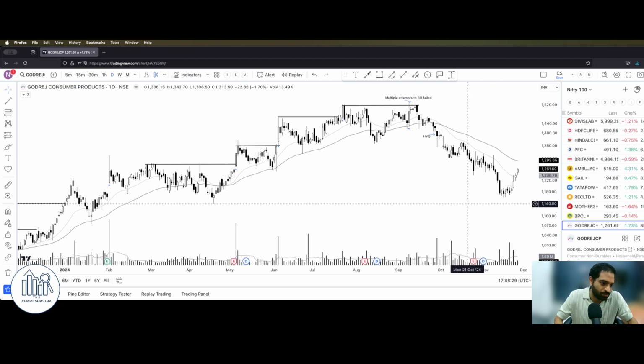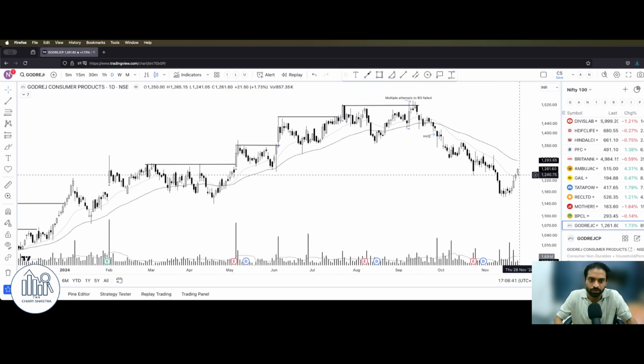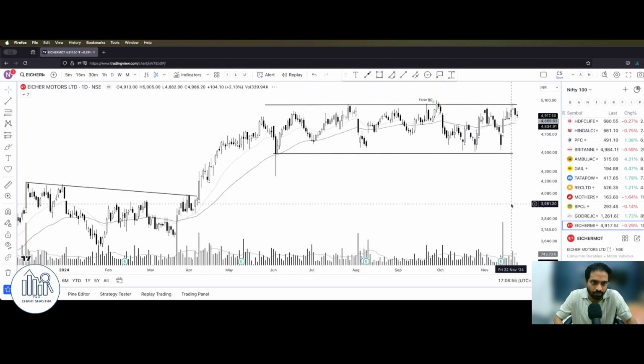Godrej Consumer Products, again, a bit of a weaker name. At least in the last 3 days, there has been some kind of buying, and look at this volume. Probably someone is buying at the lows. But again, this is relatively weaker. This segment has not been doing well. So ideally, we don't want such laggards in our portfolio.